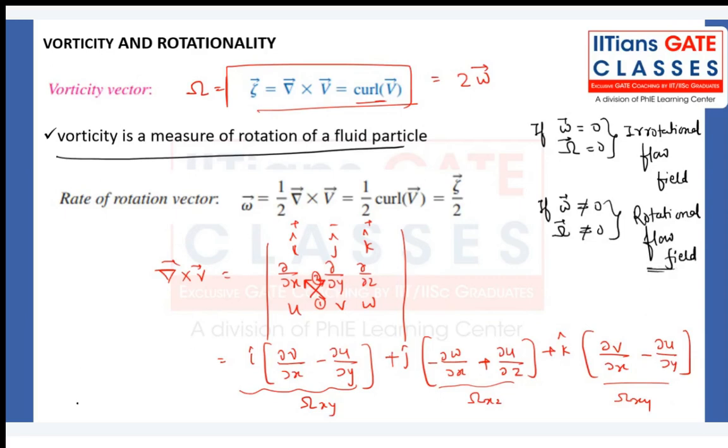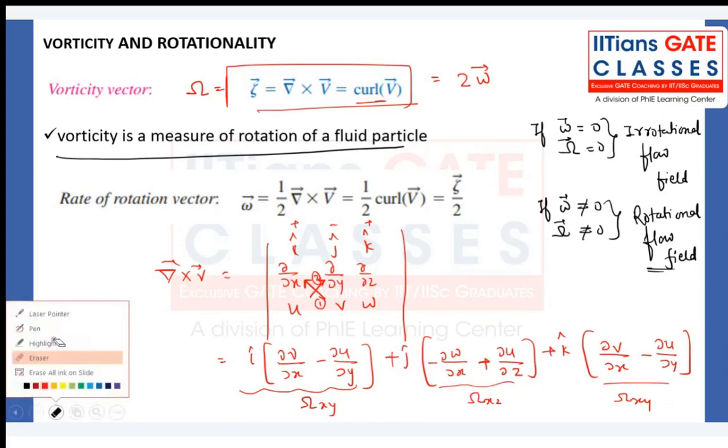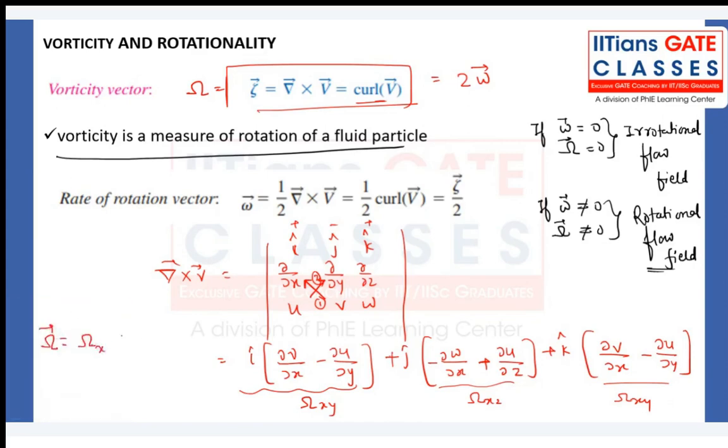Rotational flow field. Make a note of it. And the vorticity vector will be xy, sorry, vorticity about x. I will explain.